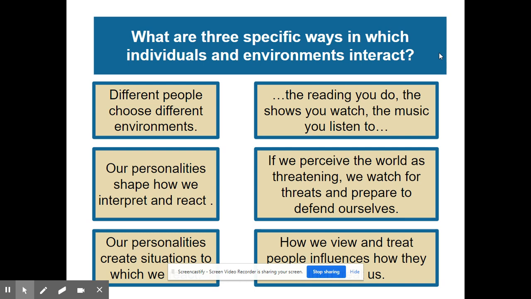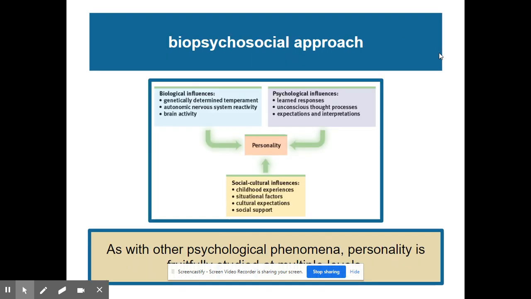Our personalities create situations to which we react. And so how we view and treat people influences how they treat us. The old phrase, do unto others as you would have them do unto you, kind of thing. So part of this social cognitive theory process is what we commonly refer to as the biopsychosocial approach. Personality is fruitfully studied at multiple levels: the biological influences, the psychological influences, and the social-cultural influences all pertain to our personality.